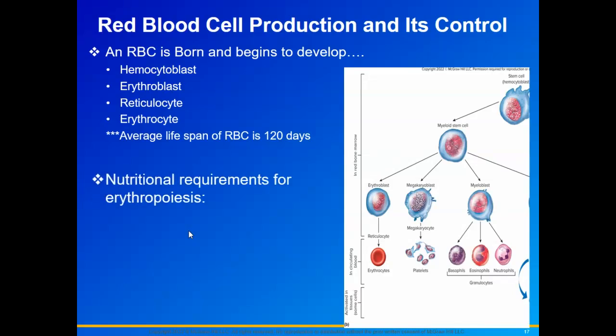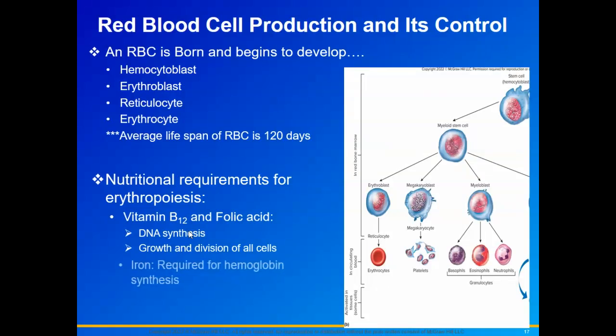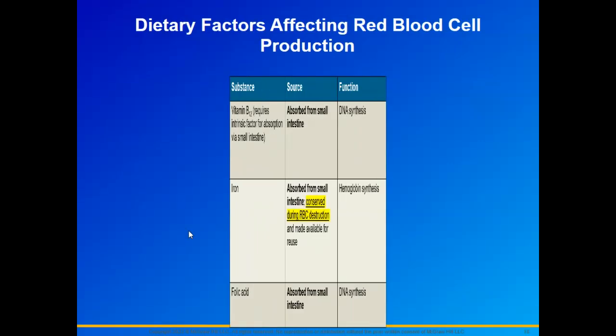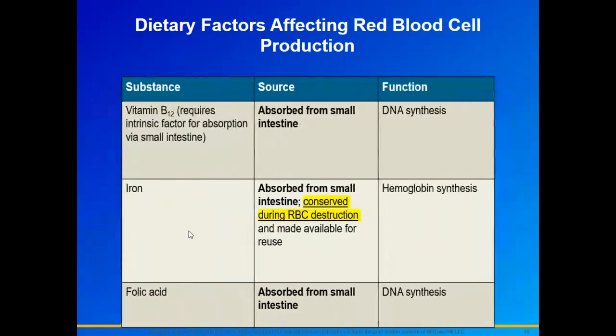All right. So there are specific nutrient requirements for erythropoiesis. We need vitamin B and folic acid. These are going to be helpful in DNA synthesis, along with growth and division of all of the cells. Obviously going to be important here. We also need iron. Iron is going to be required for hemoglobin synthesis. It's also absolutely essential for you to even be able to carry oxygen. You have your heme groups, and there's going to be iron associated with each one of those in a hemoglobin molecule.